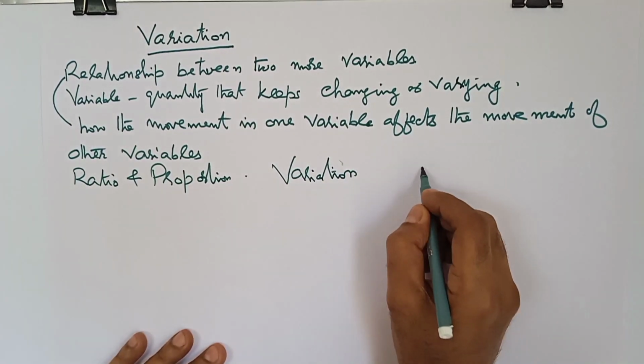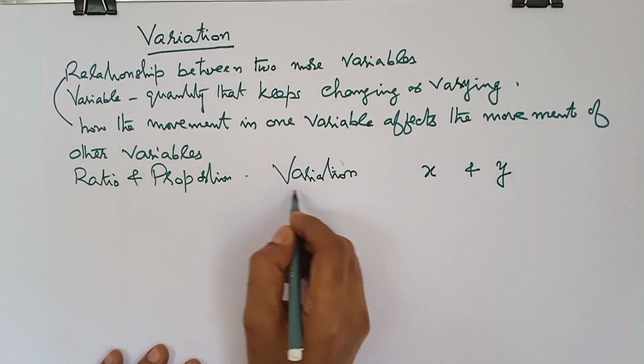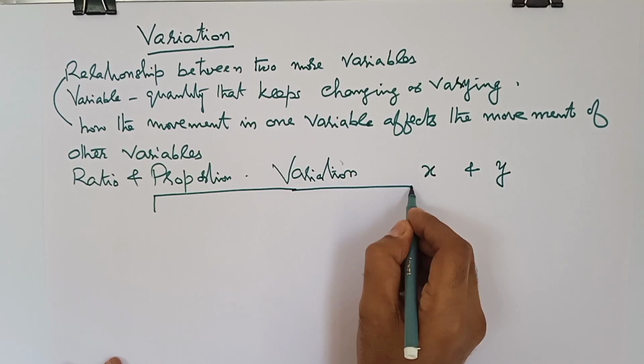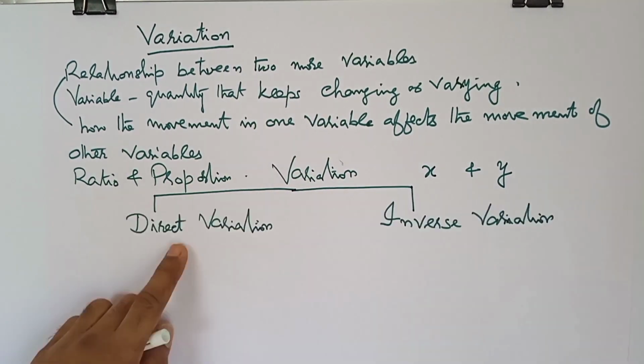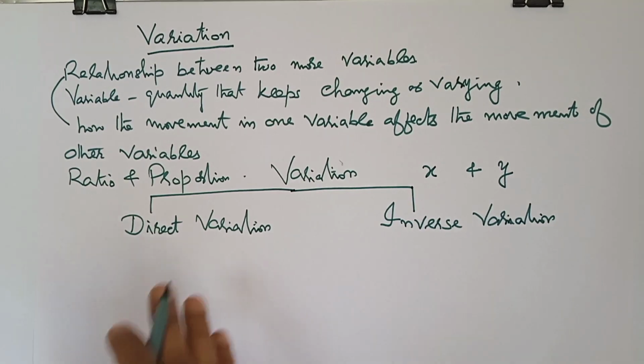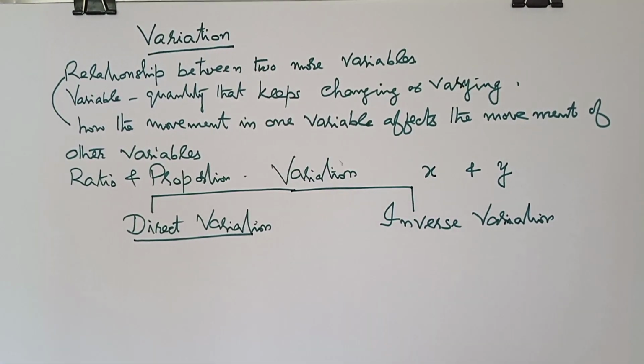Take two variables, say x and y. Basically, there are two kinds of variations. One is called direct variation and the other is inverse variation. Let's first discuss direct variation.